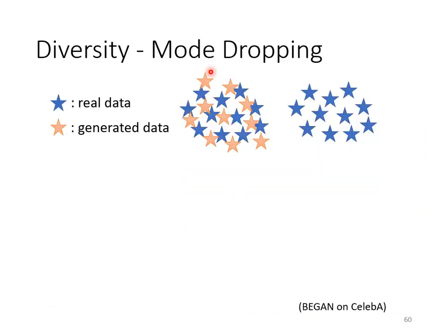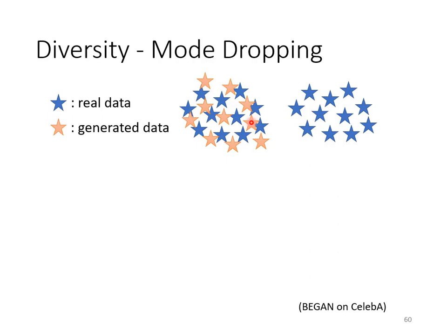It's called mode dropping. Mode dropping means that your real data distribution may look like this, but your generated data is only a part of the real data. If you just look at the generated data, you might think it's pretty good. And for the distribution, its diversity is enough. But you don't know for the real data. The diversity of the real data may actually be bigger.